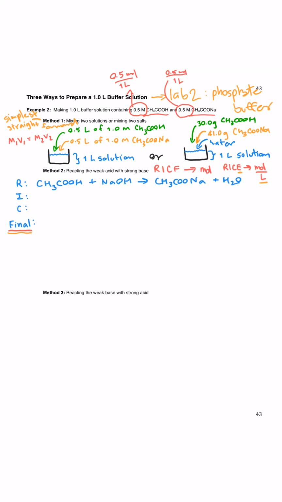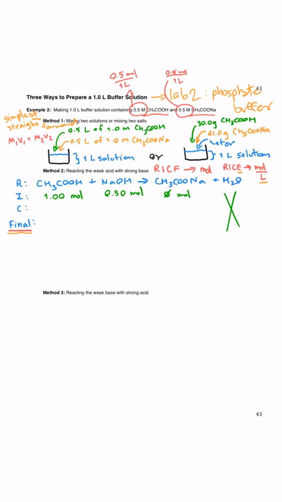To make a buffer solution that contains the same molarity that we prepared from method 1, first we will need to react acetic acid with sodium hydroxide. And at the beginning, the amount of the product will be 0. I'm going to ignore water in this case.